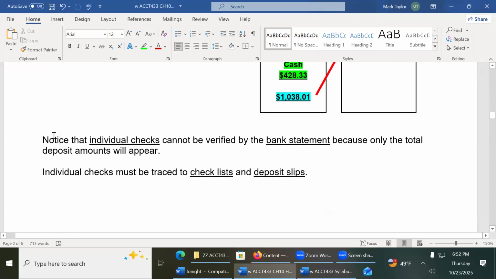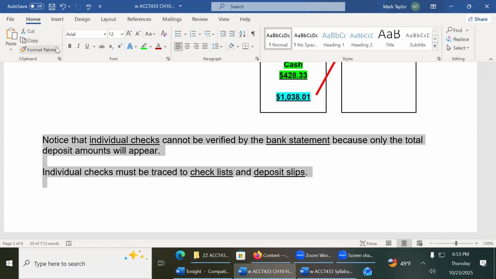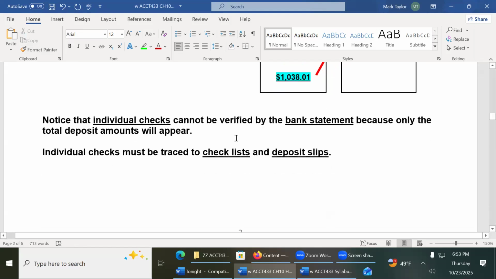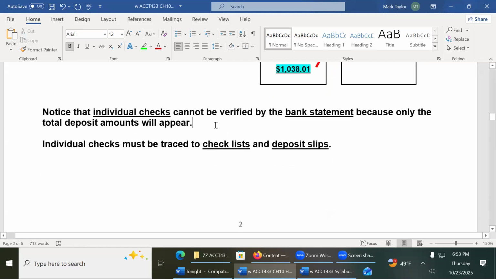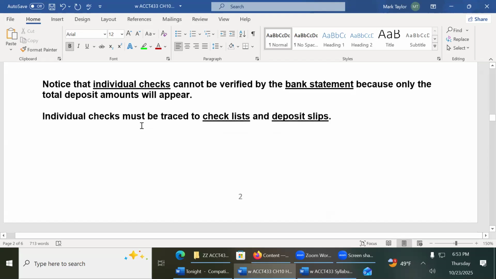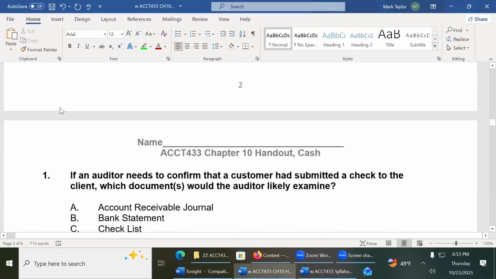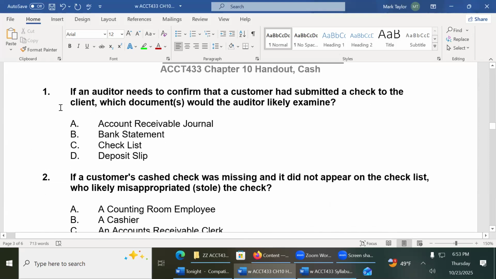Okay, so basically, individual checks cannot be verified on the bank statement. They will only be in total, and individual checks will be on the checklist and deposit slips. Cash itself should match the registers, should be reconciled to the deposits. The deposit should be put in daily. Usually that's the thing.